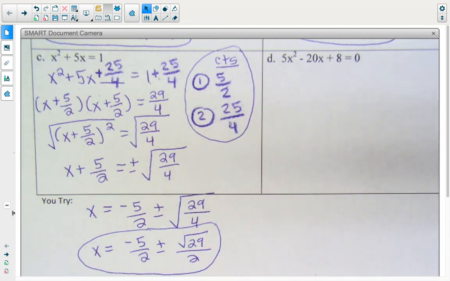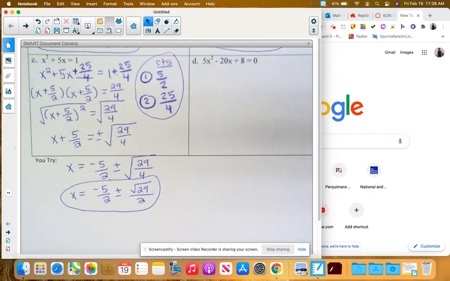In the next video, I'll show you how to do D, because D is going to work out a little bit differently. We're going to have one additional step that we're going to have to do for D.